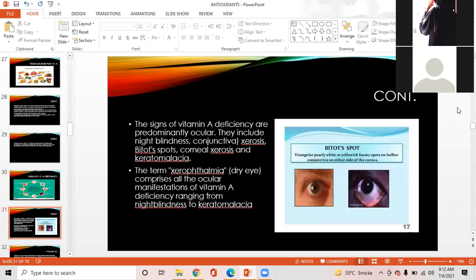The signs of vitamin A deficiency are predominantly ocular. They include night blindness, conjunctival xerosis, Bitot's spots, corneal xerosis, and keratomalacia. The term xerophthalmia, or dry eye, comprises all the ocular manifestations of vitamin A deficiency, ranging from night blindness to keratomalacia.